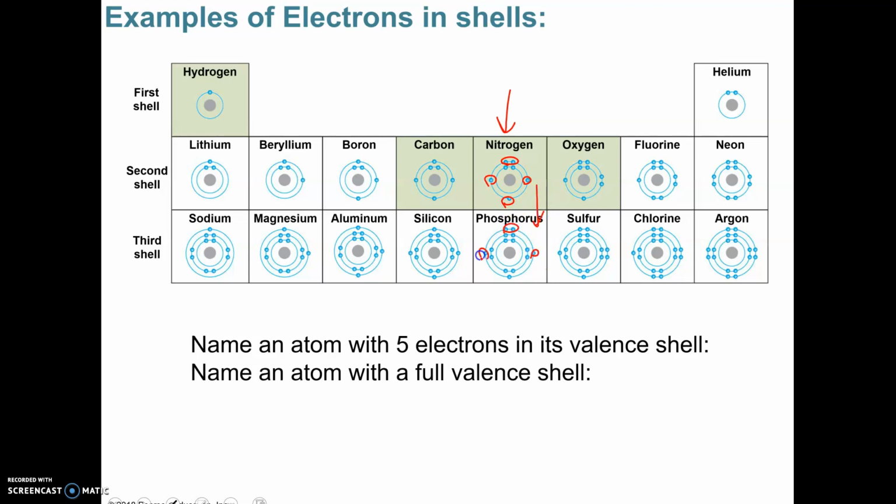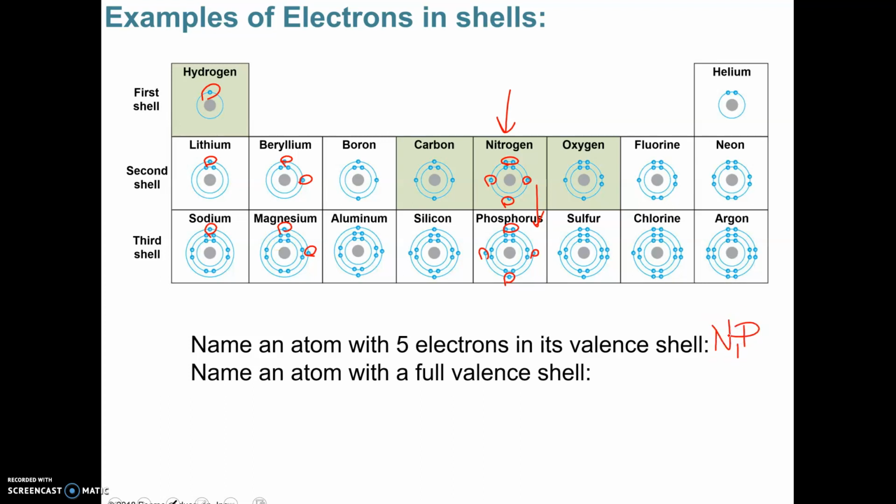In fact, if you notice, there's a pattern in the periodic table. Everything in the first column has 1 valence electron. Everything in the second column is going to have 2 valence electrons. 1, 2, etc. So you'll learn that there's some patterns to this. So one with 5 would be nitrogen or phosphorus.